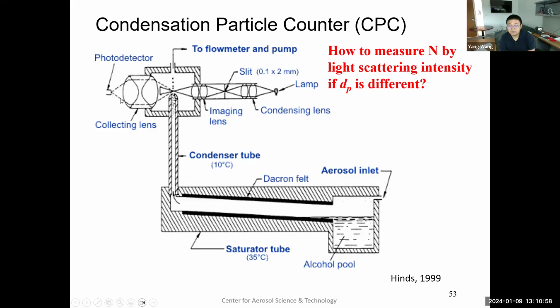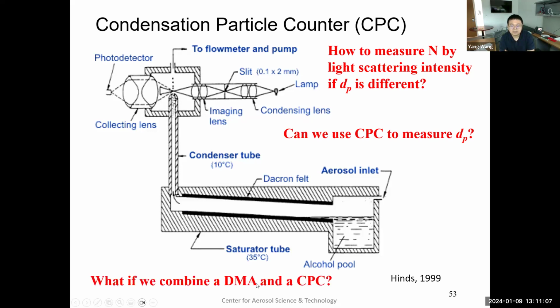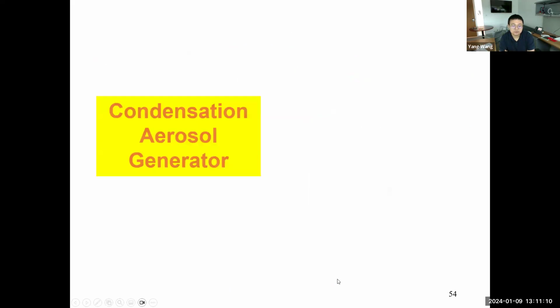So in this way, you can achieve an accurate counting of the particles. So then, can we use the CPC to measure particle size? No, but you can combine the DMA with the CPC to get the size distribution.